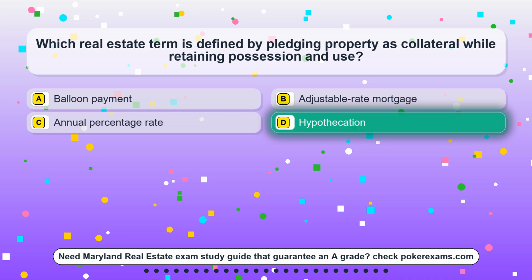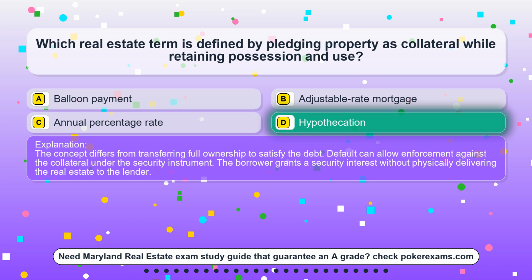The correct answer is option D, hypothecation. The concept differs from transferring full ownership to satisfy the debt. Default can allow enforcement against the collateral under the security instrument. The borrower grants a security interest without physically delivering the real estate to the lender.